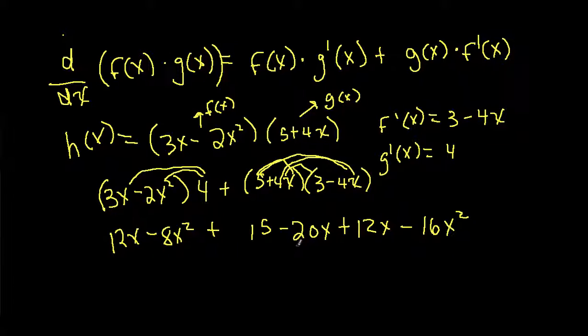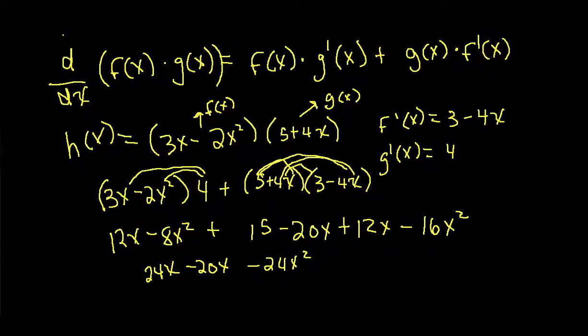So now what we have to do is simplify. So I deal with my 12x's. I have 12x minus 20x, which makes negative 8x, plus a 12x. So we have 24x here. I'm going to do 12x plus 12x is 24x, minus this 20x. So I'm going to write it as 24x minus 20x. Okay, and I'm just going to do the negative x squareds first now. So I have negative 8 minus 16, which comes to negative 24x squared.